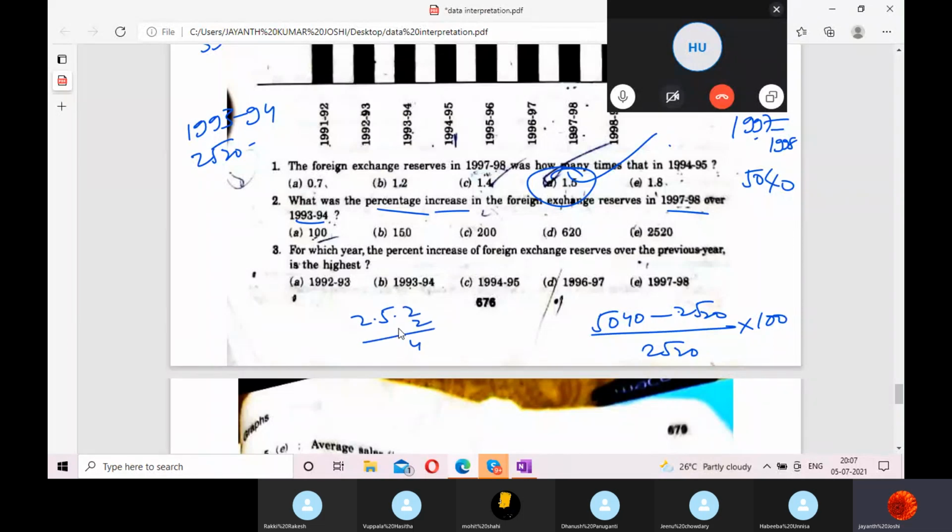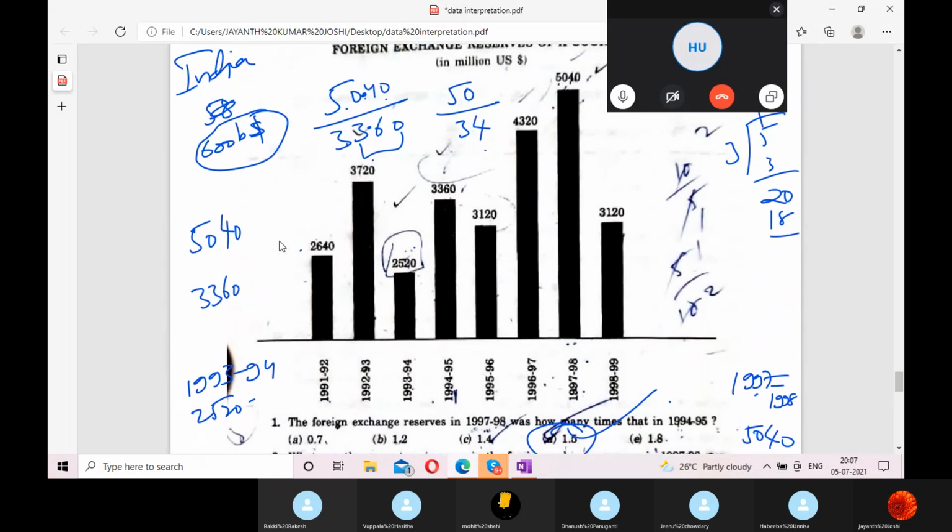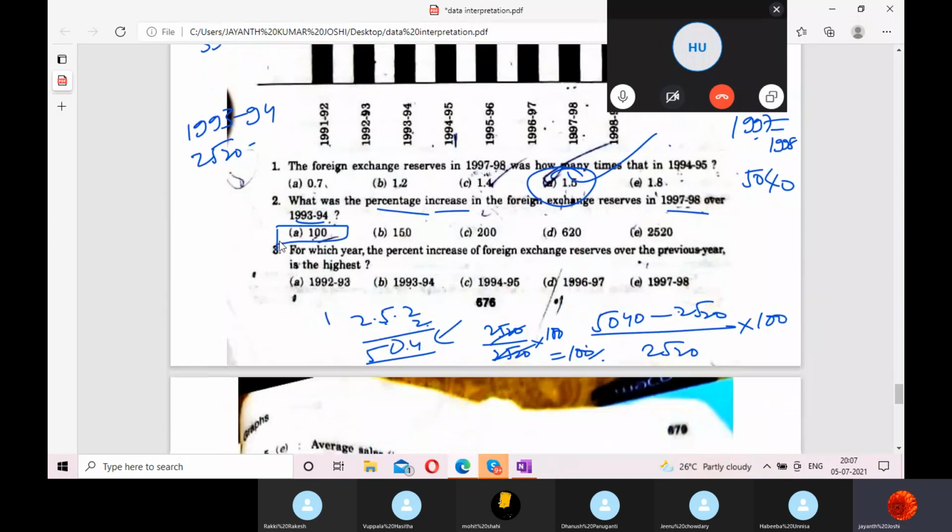25.2 into 2: 2 2s are 4, 5 2s are 10, 2 2s are 4. See, 4 plus 1, 5. So 50.4. So 5040 is double of this. So 2520 divided by 2520 into 100. So there is a 100% increase. So the answer is 100%. All of you make a note of this. We'll go for the next question.